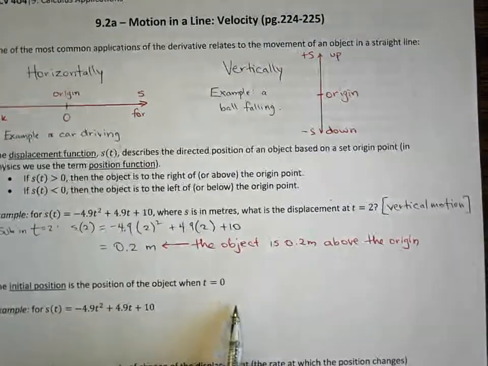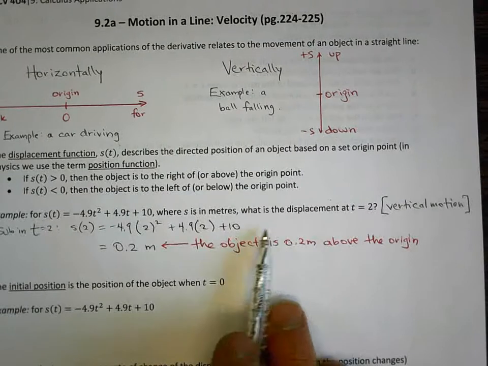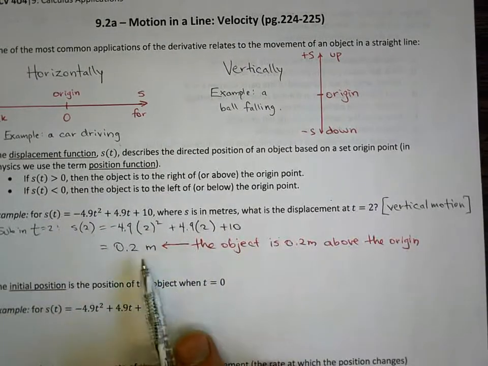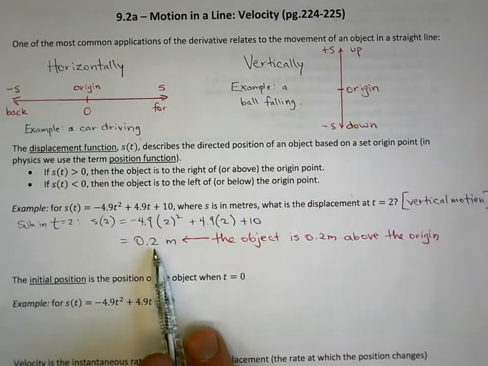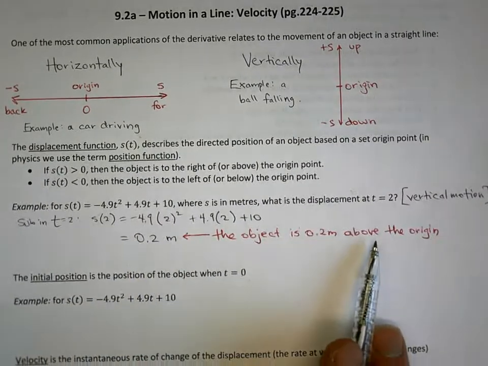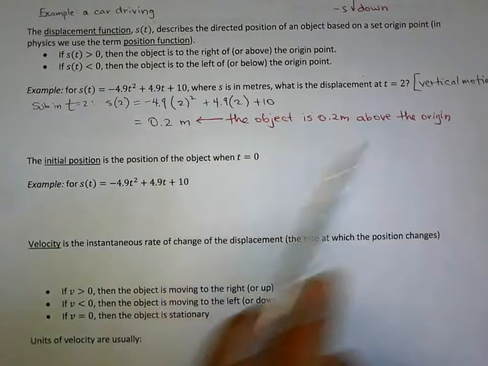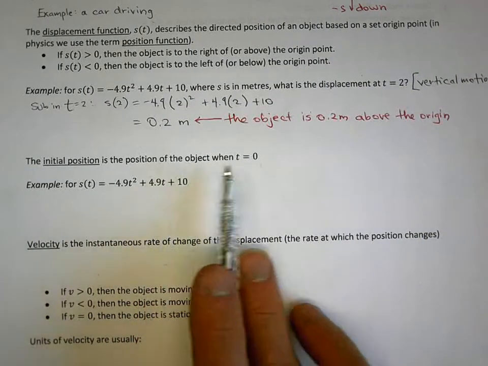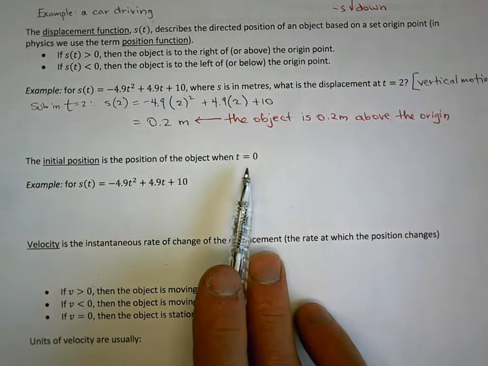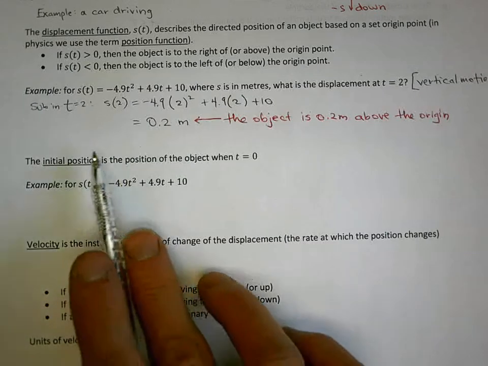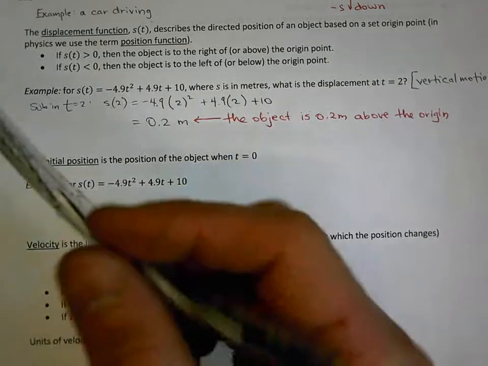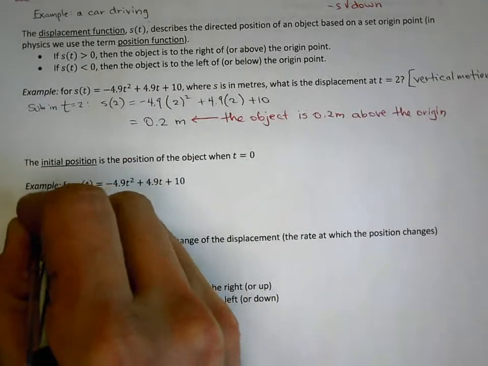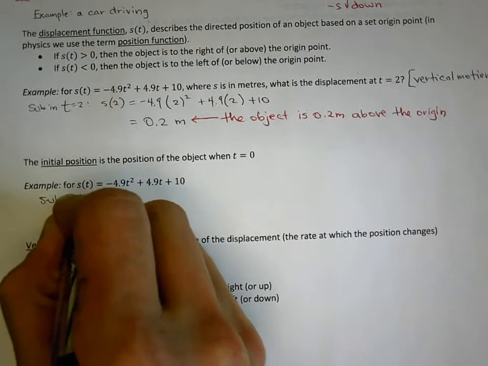So in this case, the object is 0.2 meters above the origin. I don't know what happens later, but I know that when I sub in a time, it'll spit out the position with respect to the origin. The initial position is the position of the object when t equals 0. So if I want to find out where the object starts, I sub in t equals 0.